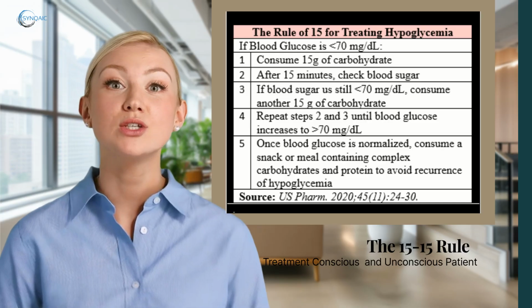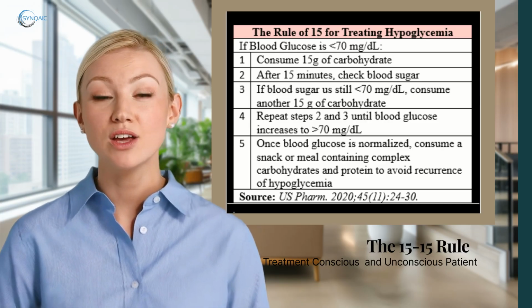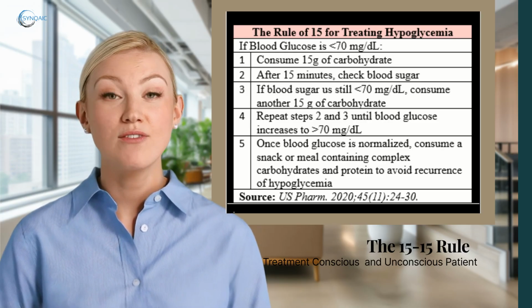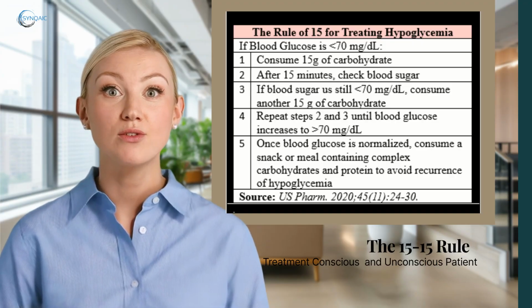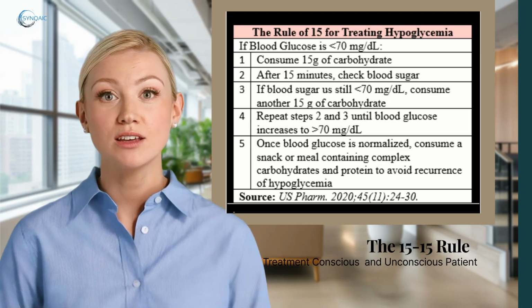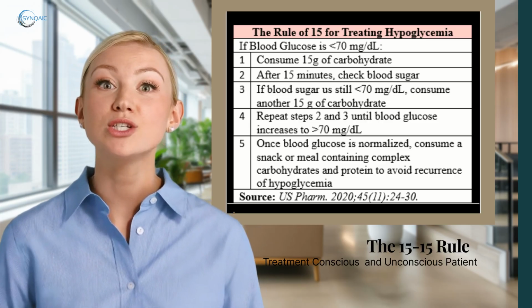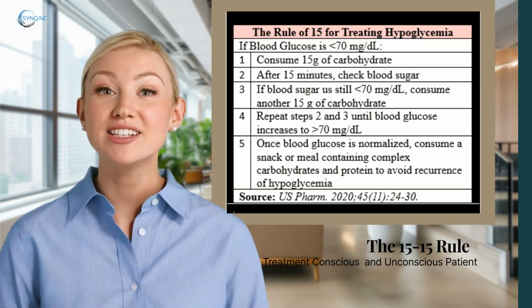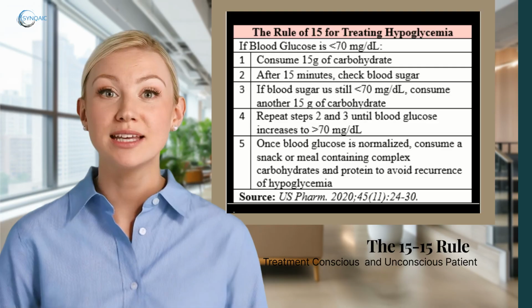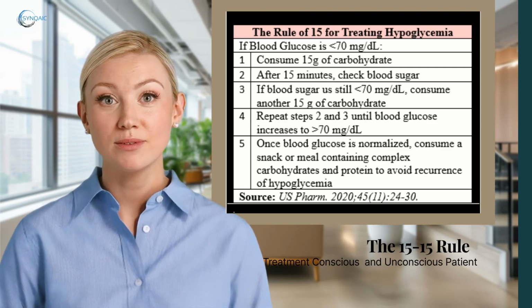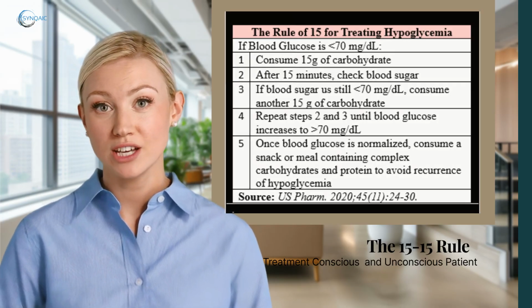These examples include glucose tablets or gel, carbohydrate content may vary, 5 or 6 Lifesavers candies, 4 ounces of regular juice or soda, not diet, and 8 ounces of skim milk. This practical approach ensures that patients have a clear understanding of how to manage hypoglycemic events effectively. Remember that to use this approach for alert patients.